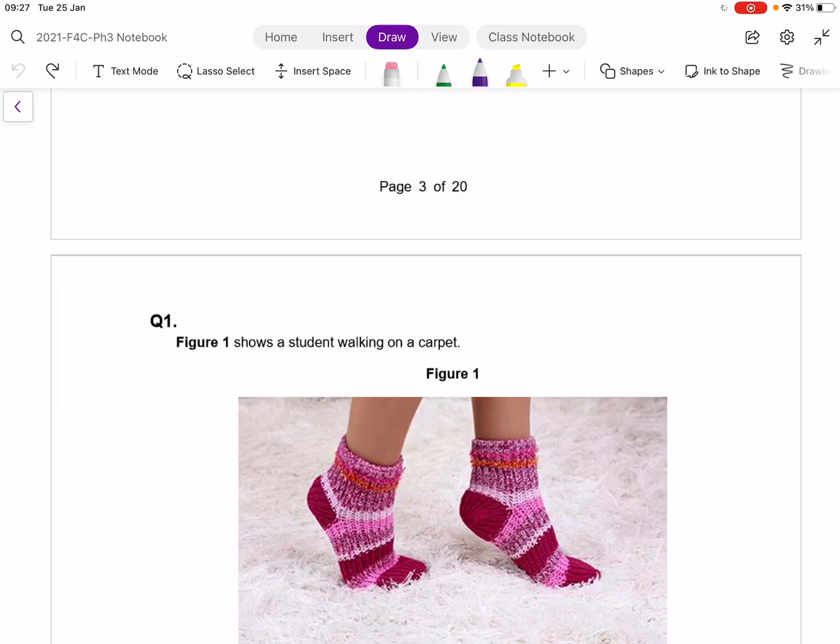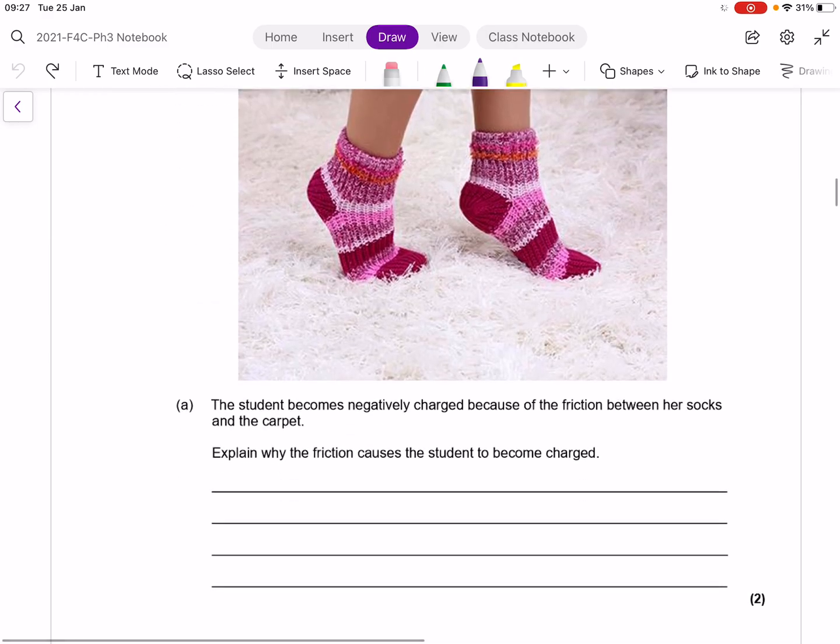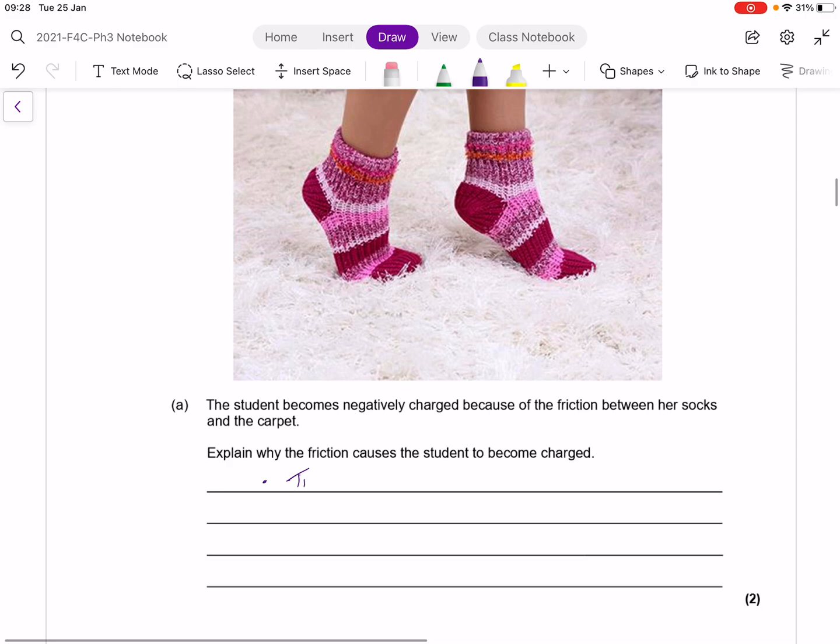Okay, so we're looking here at question 1 about a student walking on carpet. They become negatively charged because of friction. Why does friction cause them to become charged? So when there's friction, the key word we need to use is the word transfer. So there's going to be a transfer of electrons. Electrons are going to move from one place to another.